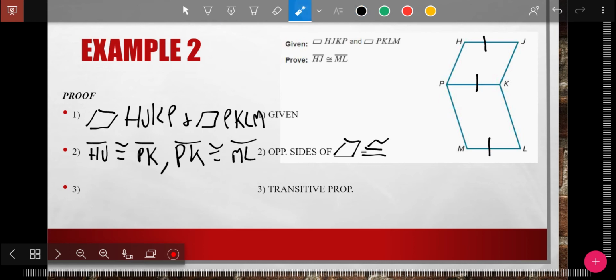Now, notice the marks. If these two are equal and these two are equal, then they're all marked the same, which means that this top one and this bottom one have to be the same. Notice they're both equal to PK, so that means they have to be equal to each other. If I am as tall as somebody and that somebody is as tall as somebody else, then I, without ever meeting that person, know we're the same height. And so if HJ is congruent to PK and PK is congruent to ML, then segment HJ must be congruent to segment ML.